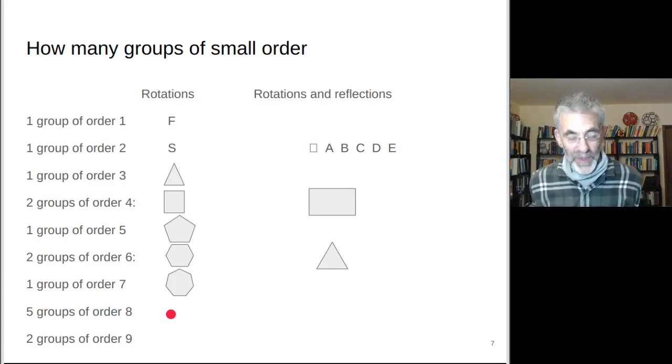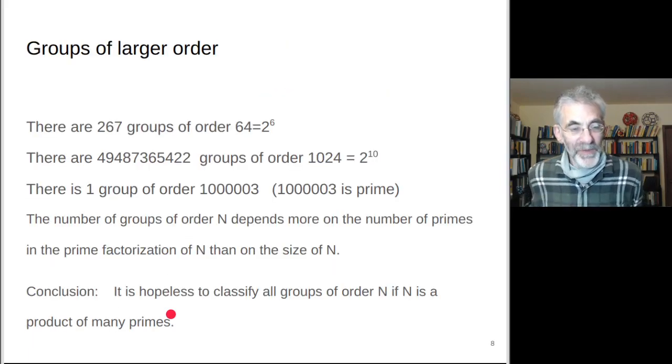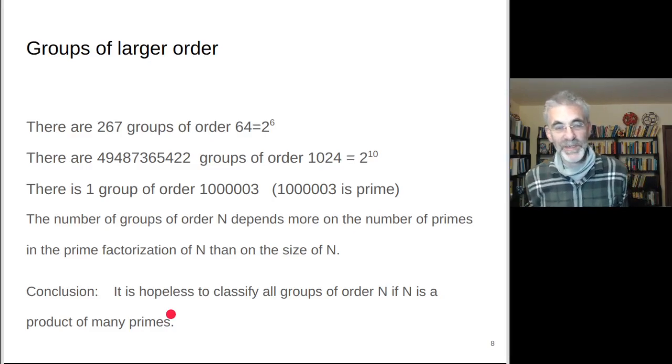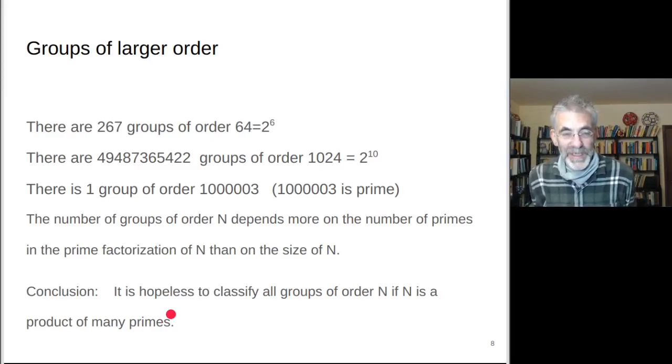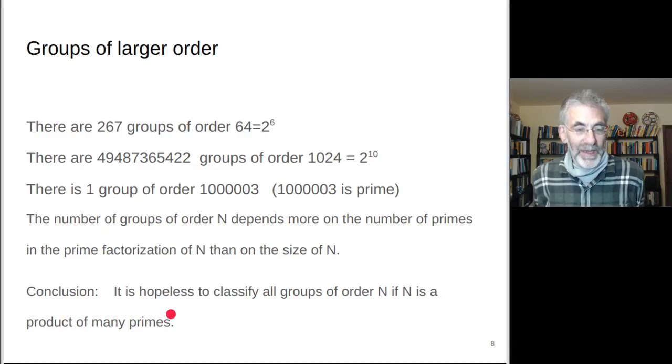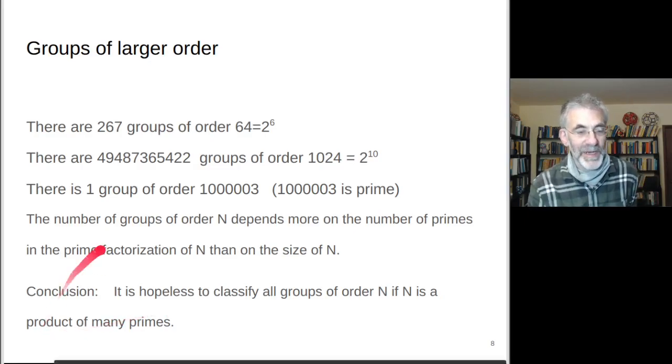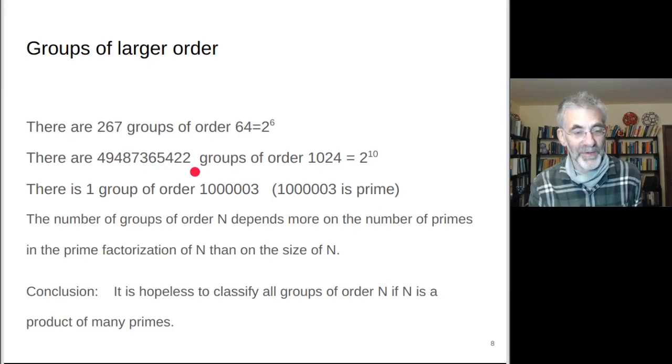One is the group of all rotations and reflections of a square. Then there are 3 groups that are abelian, meaning it doesn't matter what order you multiply them in. And then there's one other group called the quaternion group, which is a counterexample to almost everything. If you go on and try and classify groups of larger order, things start to get extremely complicated. For instance, if you go to order 64, there are 267 groups of order 64 that were classified by hand by Marshall Hall. If you go to order 2 to the 10, there are a ridiculously large number of groups which were classified. I think it needed some rather hefty computer calculations.